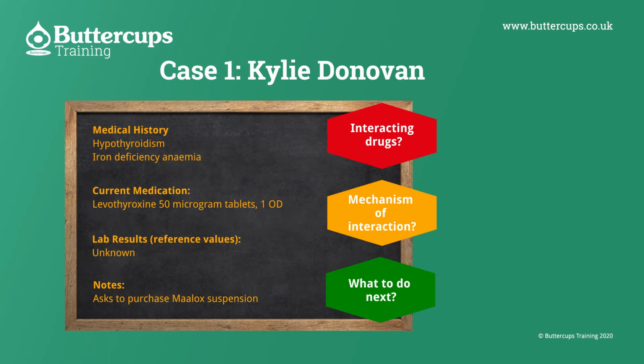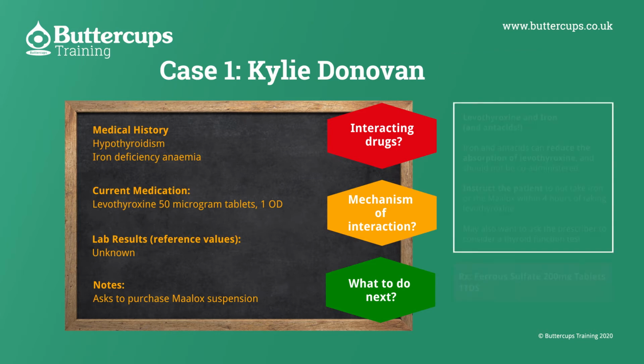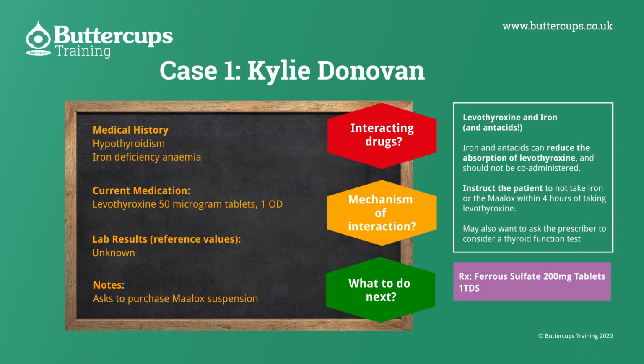The interaction here is between levothyroxine and iron, but also with antacids like Maalox, which contains salts of aluminium and magnesium. If levothyroxine is taken with either of these medications, the absorption of levothyroxine will be reduced. The tiredness Kylie reports could be because she has been taking all her medication together and may be experiencing symptoms of hypothyroidism as a result.